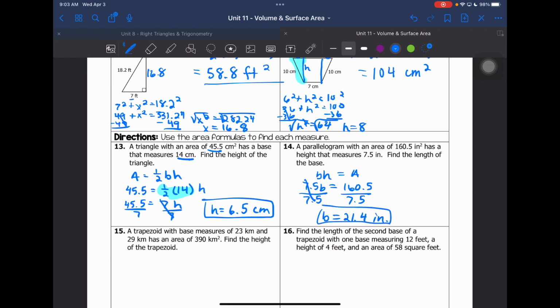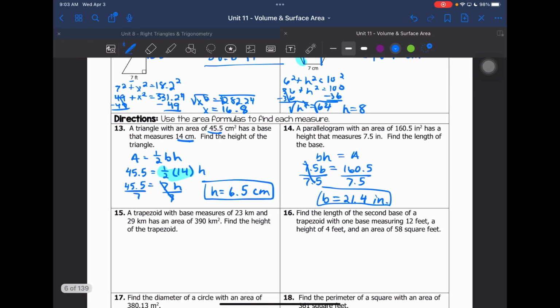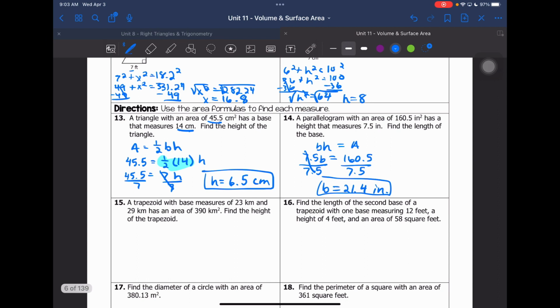And we don't need to write inches squared or centimeters squared when we're looking for just one of the measurements. We only need to put the squared if we're talking about the area.